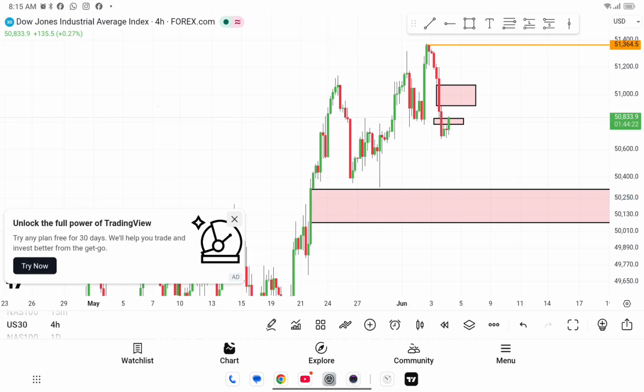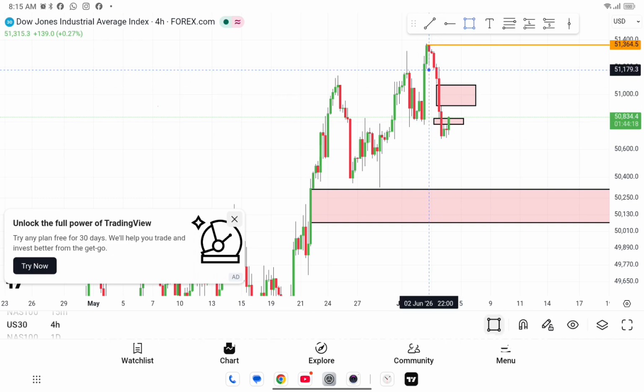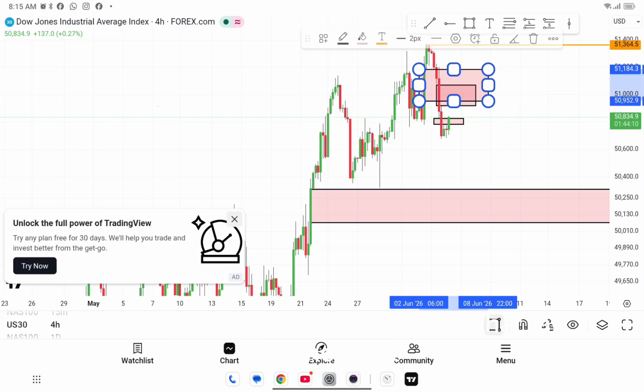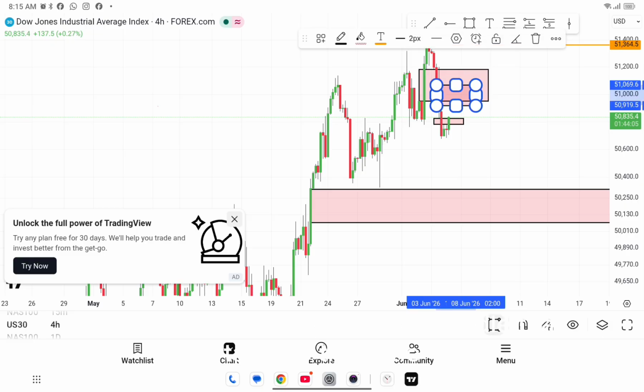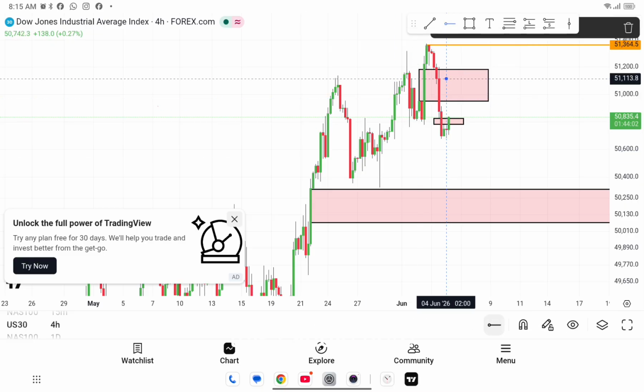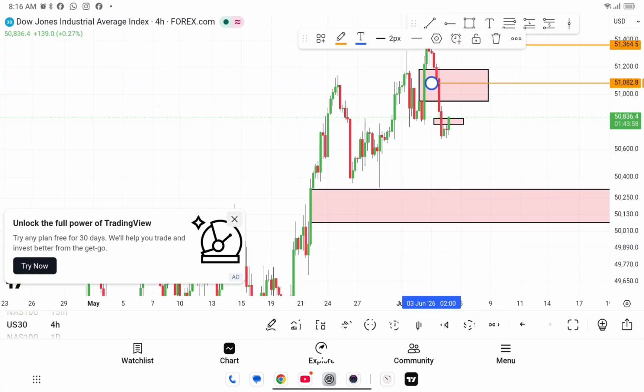And then here, I have another fair value gap. Yesterday I was actually waiting for this long one here. Usually, I wait for the close of the first candle that taps into the zone. So this candle here was the first candle that tapped into the zone.